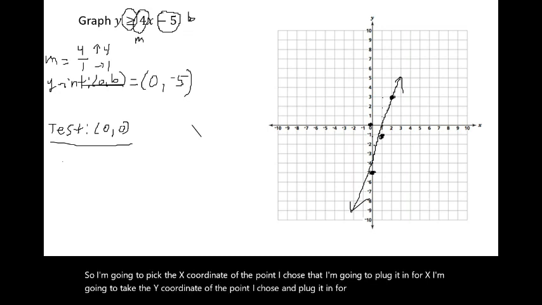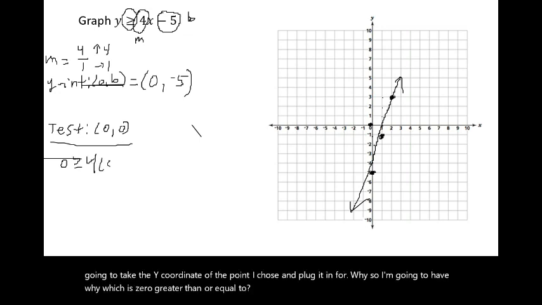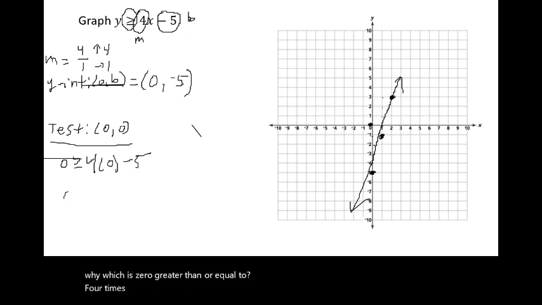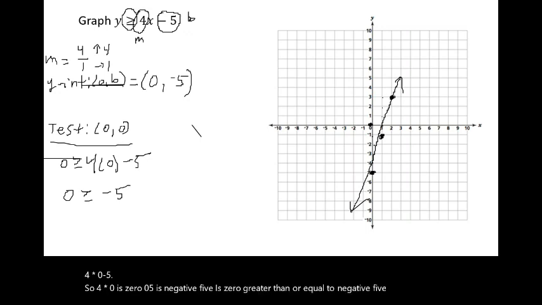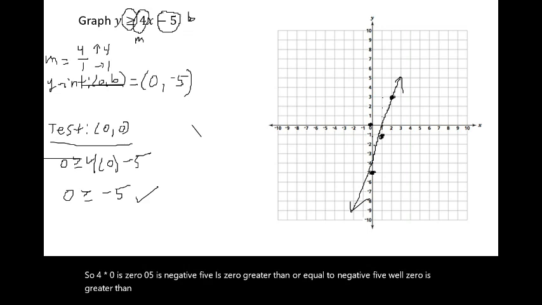So I'm going to have y, which is 0, greater than or equal to 4 times 0 minus 5. So 4 times 0 is 0. 0 minus 5 is -5. So is 0 greater than or equal to -5? Well, 0 is greater than any negative number, so yes, 0 is greater than or equal to -5. This is a true statement.